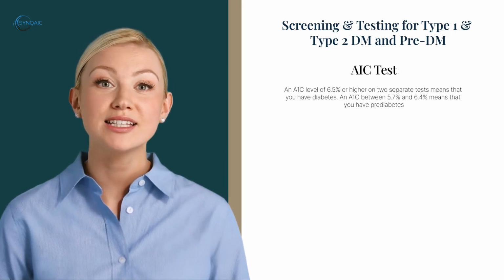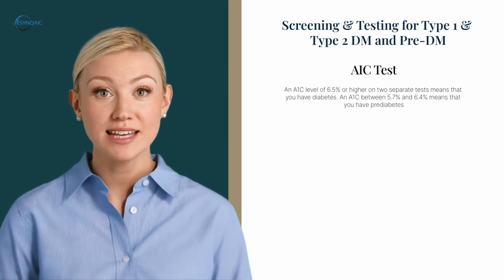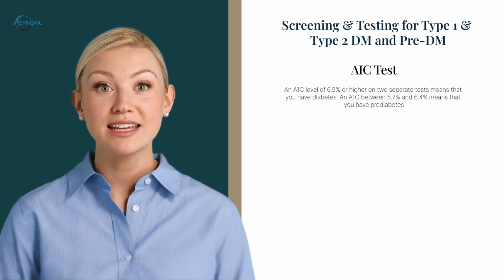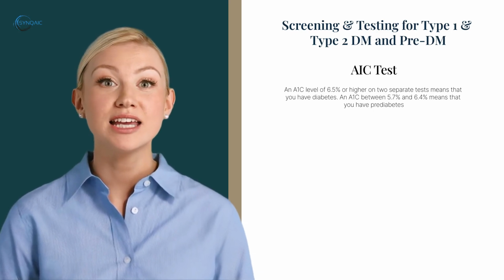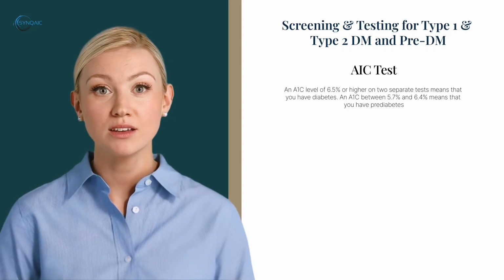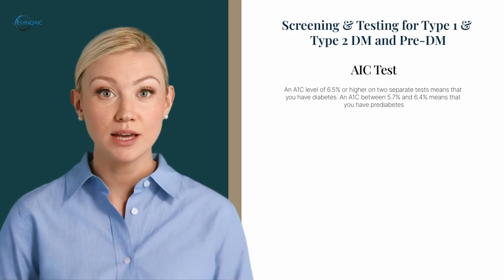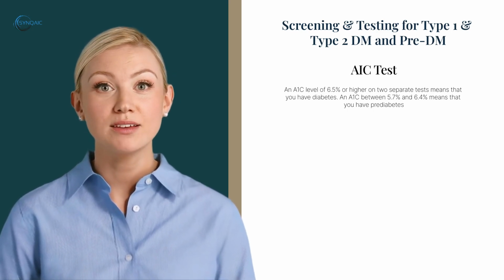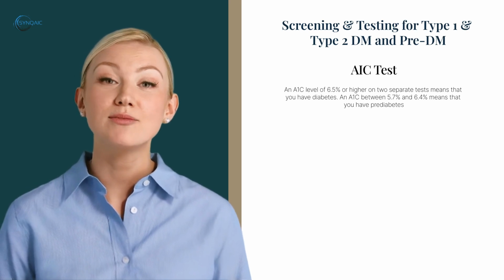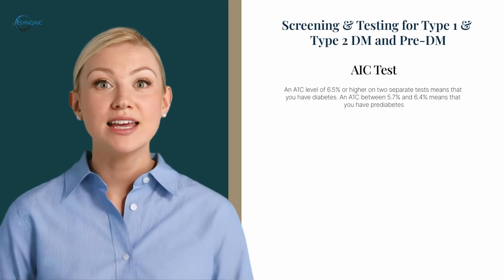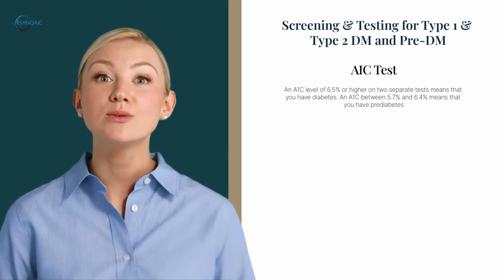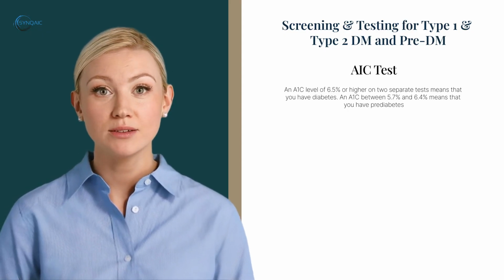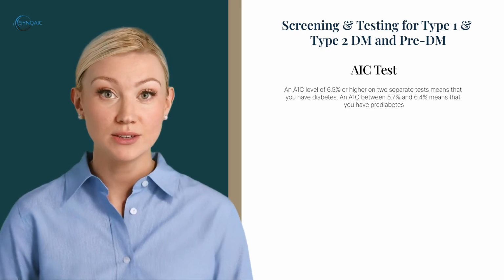The A1C test, also known as a glycated hemoglobin test, measures your average blood sugar level over the past 2 to 3 months. It does not require fasting and determines the percentage of blood sugar attached to hemoglobin, the oxygen-carrying protein in red blood cells. Higher blood sugar levels result in more sugar-attached hemoglobin. An A1C level of 6.5% or higher on 2 separate tests indicates diabetes, while a level between 5.7% and 6.4% indicates prediabetes. Below 5.7% is considered normal.